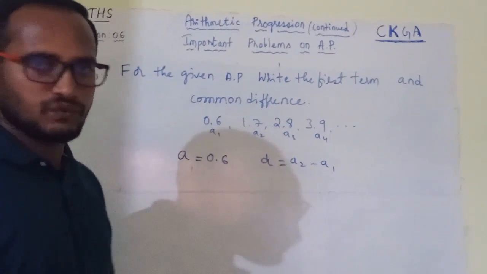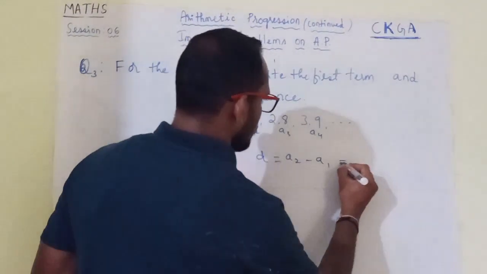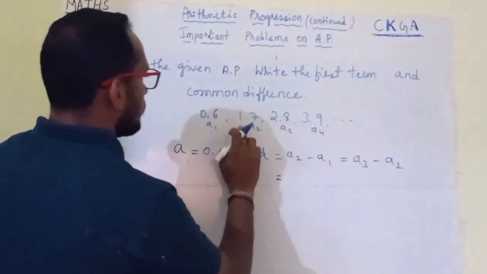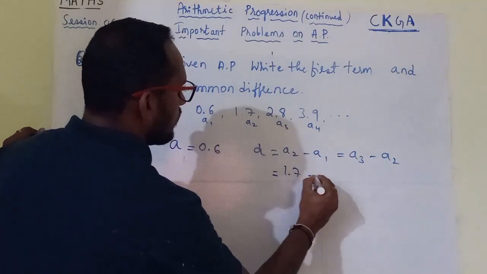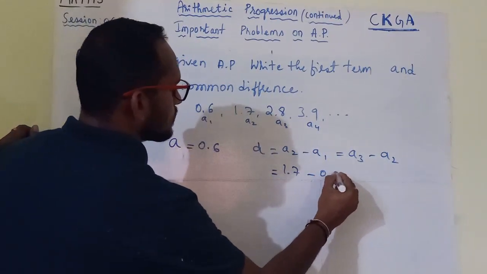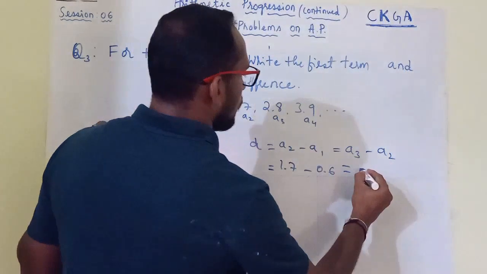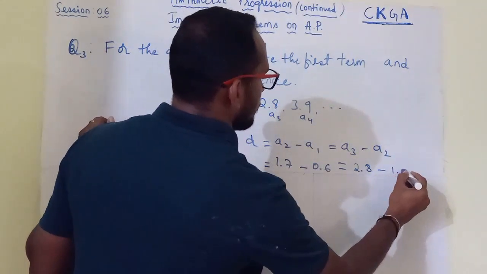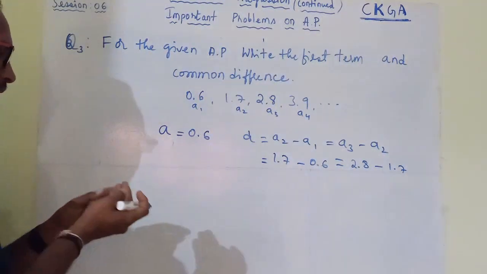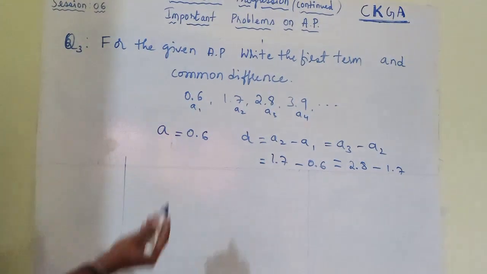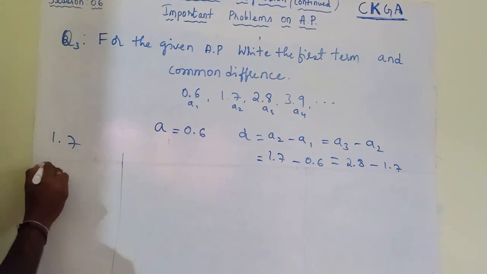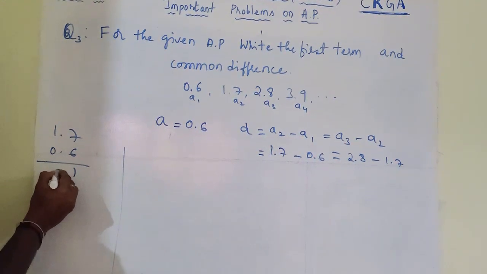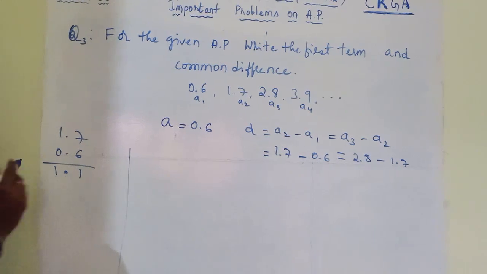So at least you need to find two. That is, A2 minus A1 is equal to A3 minus A2. That is, A2 is 1.7 minus 0.6 is equal to 2.8 minus 1.7. Here you need to subtract in separate columns to get the answer. 1.7 minus 0.6: 7 minus 6 is 1. The point stays as it is. 1 minus 0 is 1.